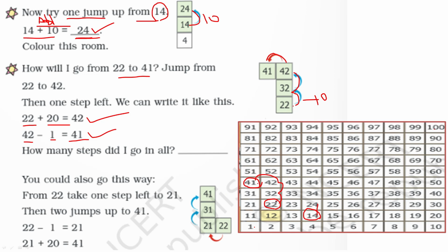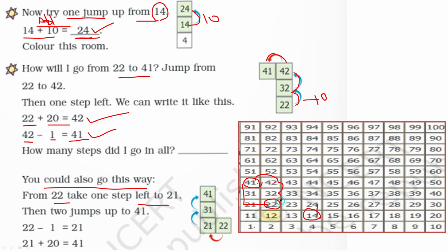If you go upward, one step, second step, then third step, you can get the answer. How? You could also go this way. Here from 22, take one step left to 21. That is another way. One step left to 21 and two jumps up. One jump, two jumps. So you can get 41.